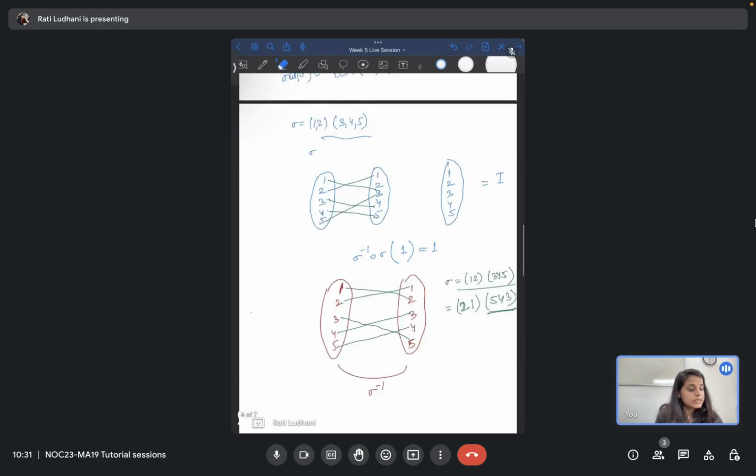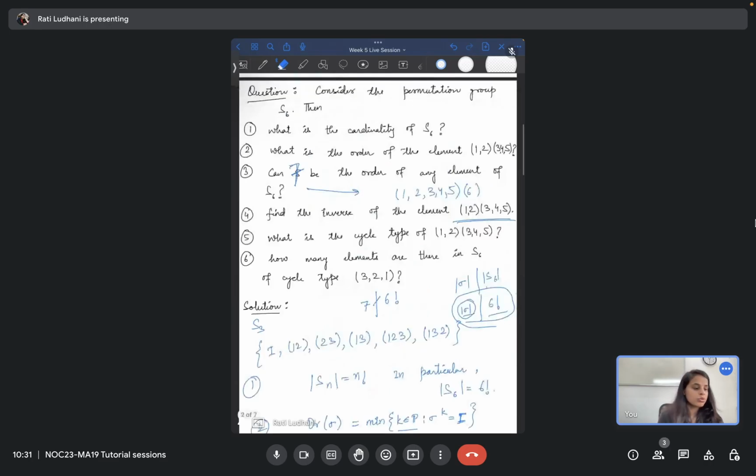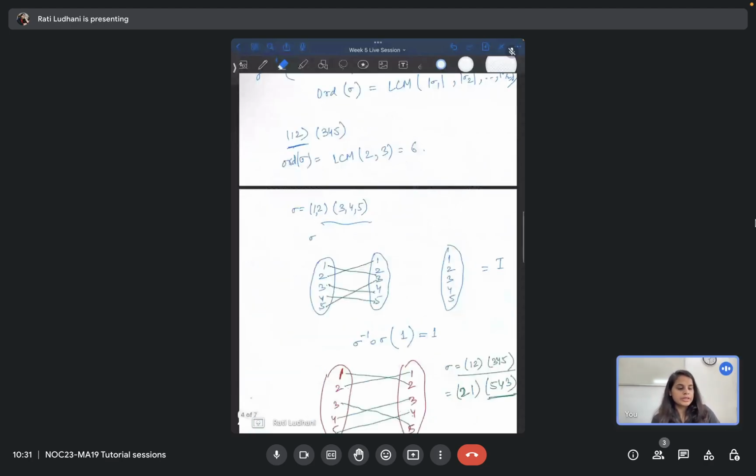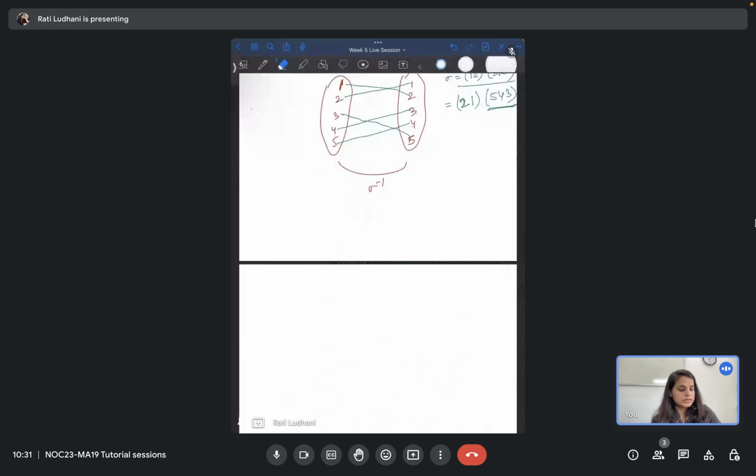Now what is the cycle type of (1 2)(3 4 5)? Can you tell me the cycle type of this? 2 and 3. Yeah, 2 and 3 exactly. You just need to write the length. One more thing, you should write the cycle type in this form, 3 comma 2. We always take a monotonically decreasing sequence, so you take the bigger number first and then the lower number later. So this is a way to write it. So the cycle type is of this kind.